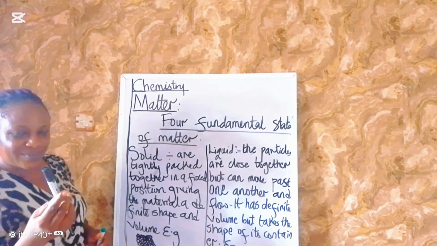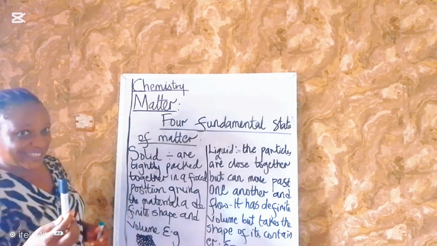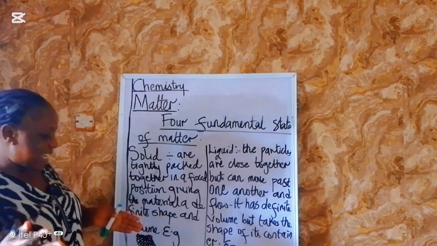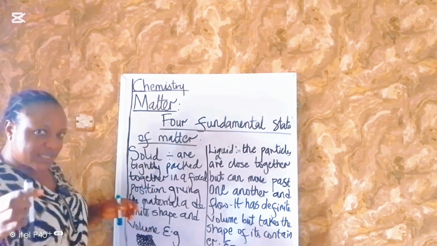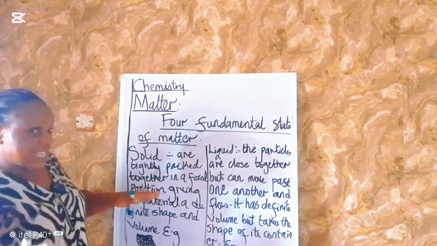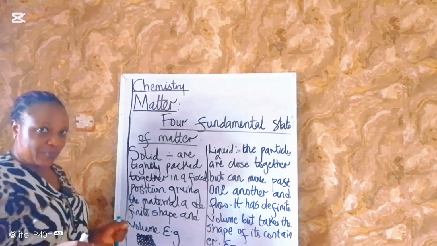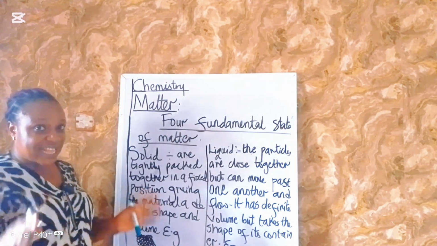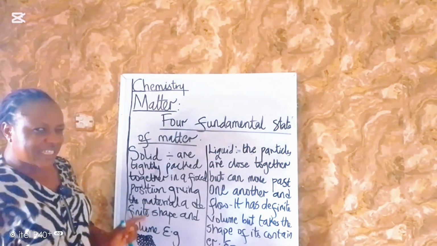For example, this is a solid. You can say the shape is a cylinder. Have you seen it? You are seeing the shape. It occupies volume. It has volume in it. Of course, all matter has volume, but it has a definite shape.